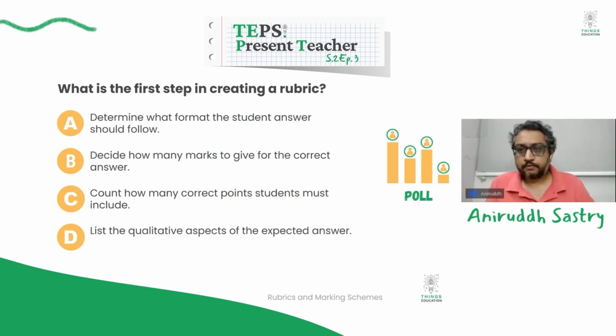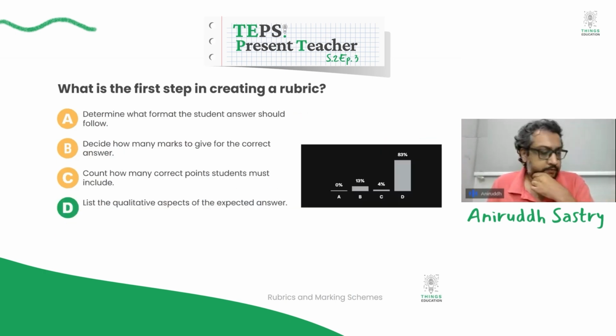Okay, so we're getting a lot of responses. Thank you for your responses, and we should be able to move forward soon. Thanks. So as you can see, a lot of you have mentioned that yes, just listing down the qualitative aspects of the expected answer is the first step of creating a rubric. So great.